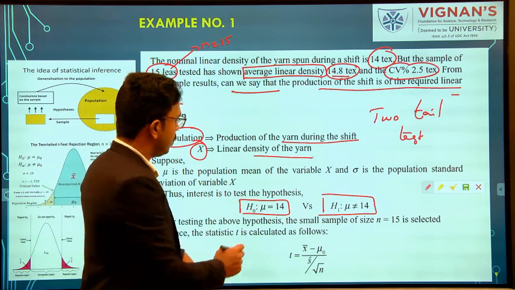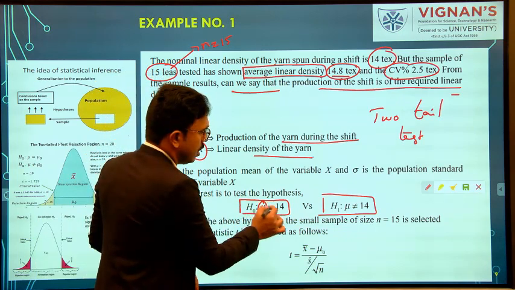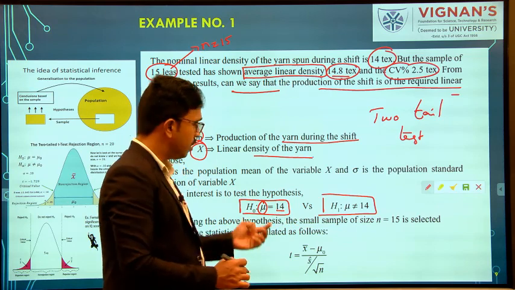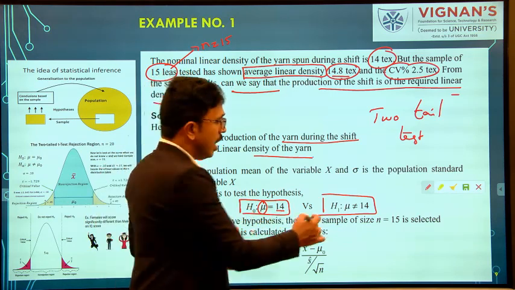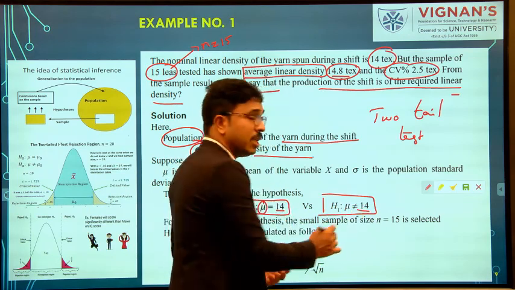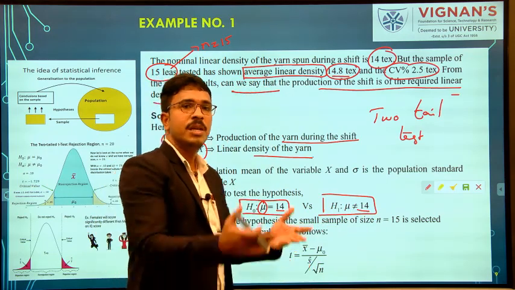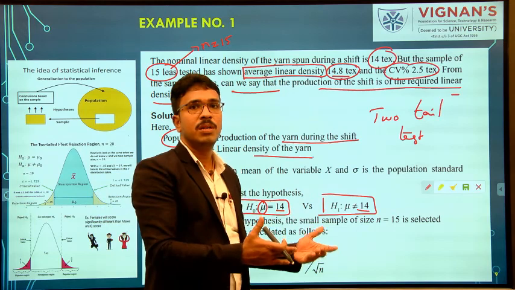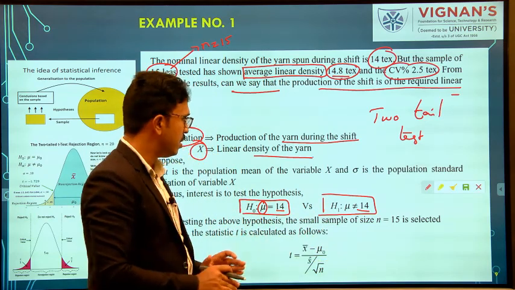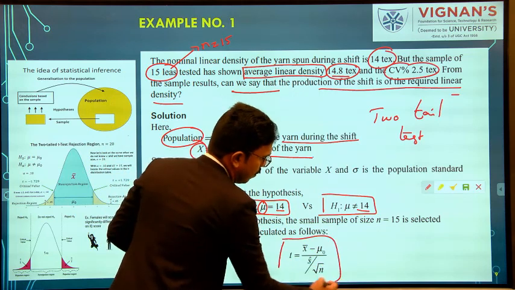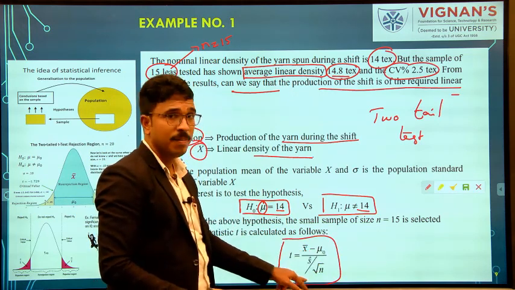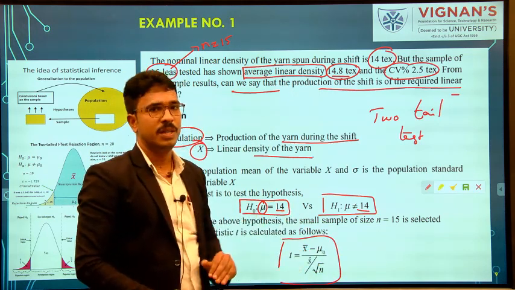Okay. So now you see mu is equal to 14. That means the expected value is the same as the produced one, and the alternative hypothesis is mu not equal to 14. That means the expected value is not equal to the produced samples. And then we are using this formula: x bar minus mu divided by s by square root of n.